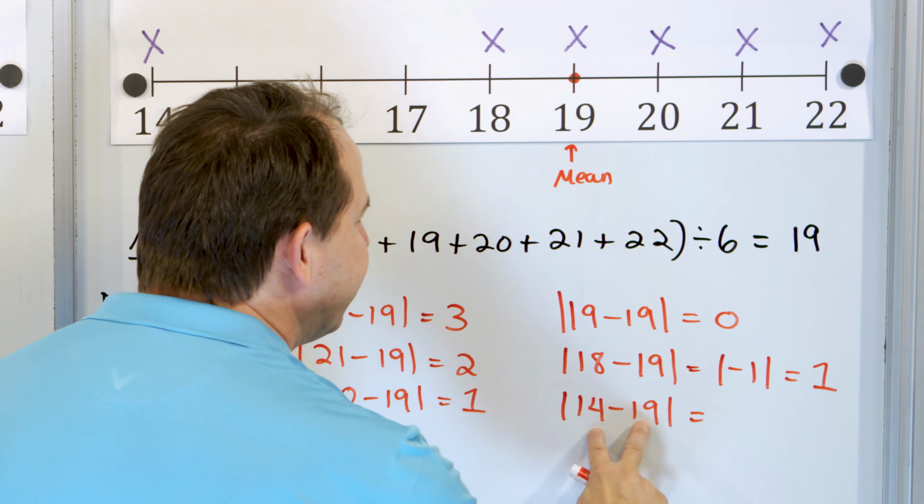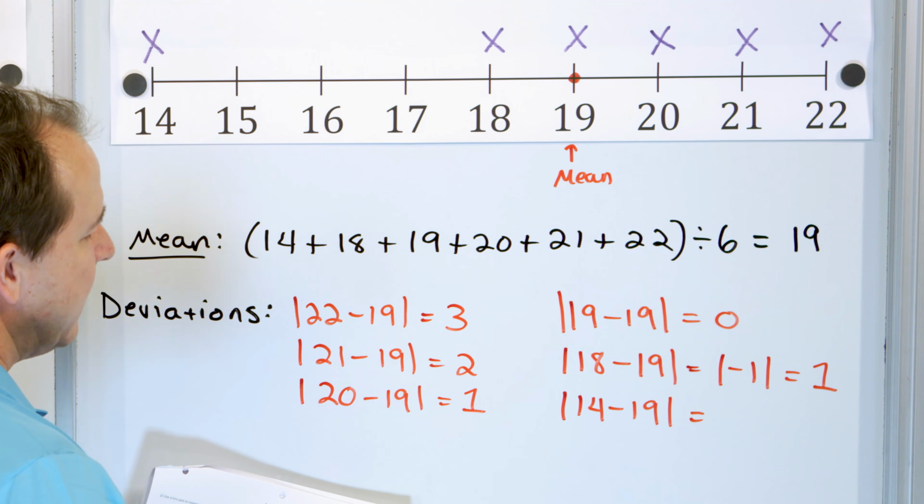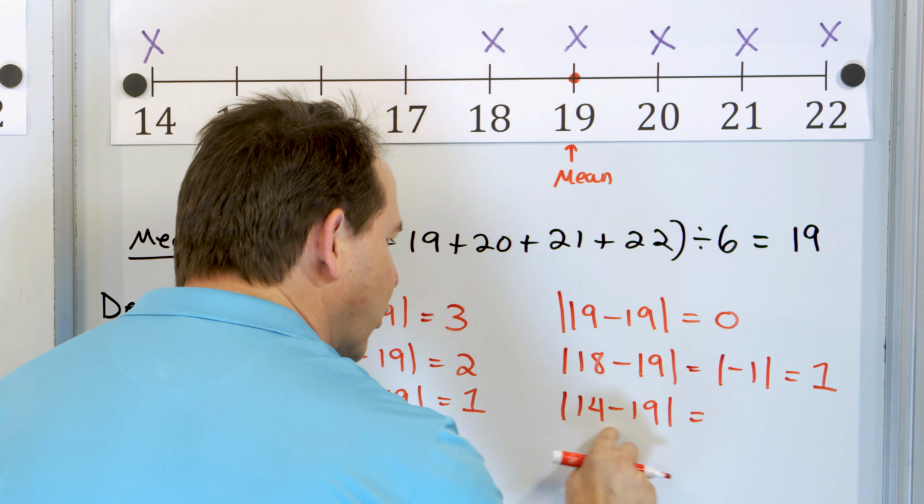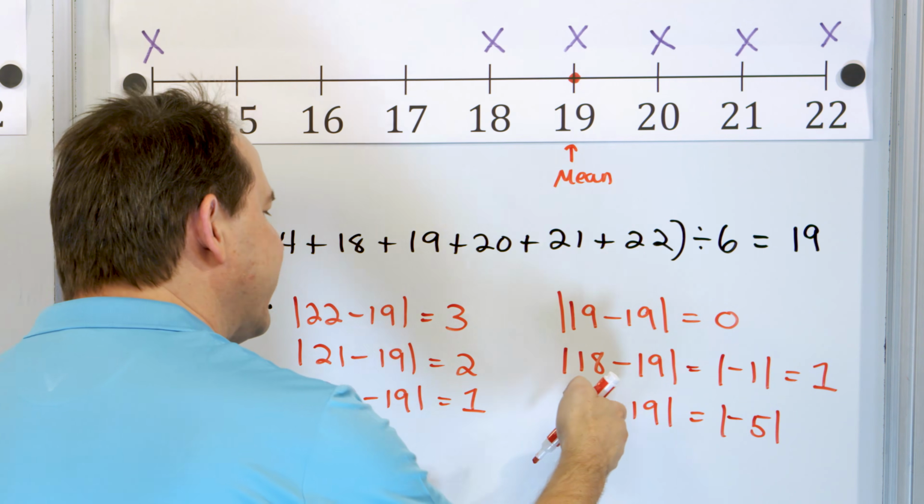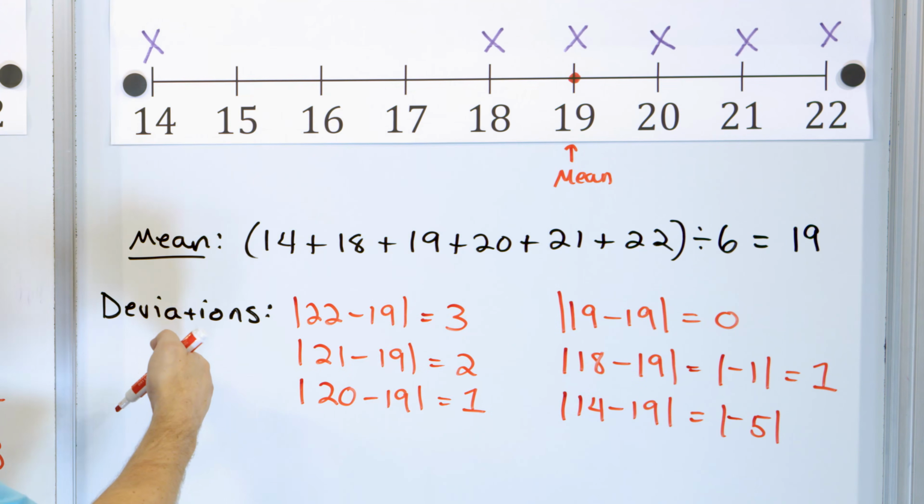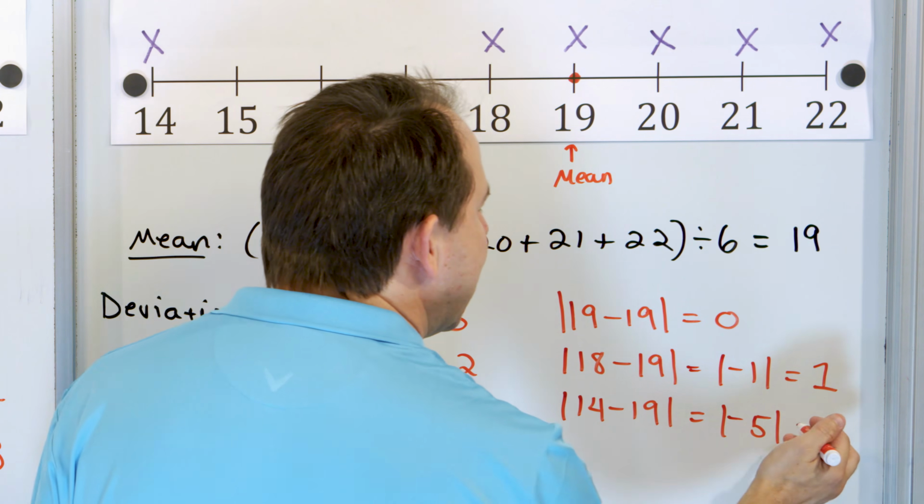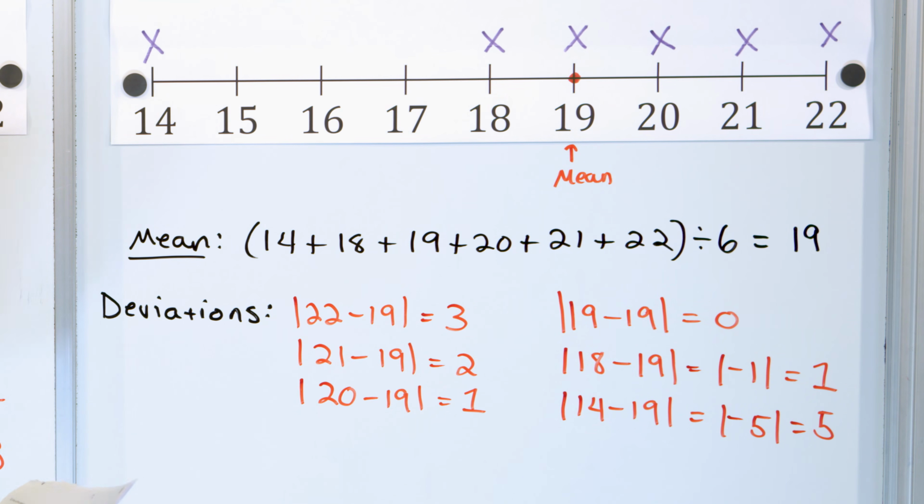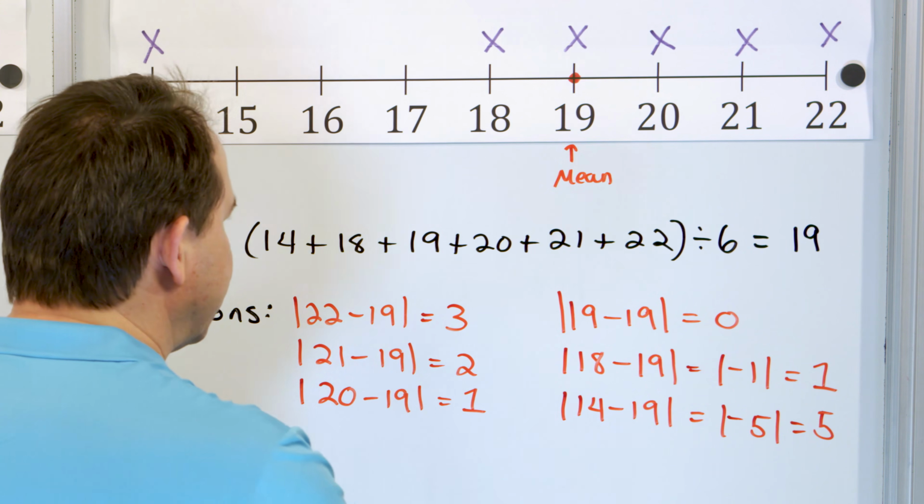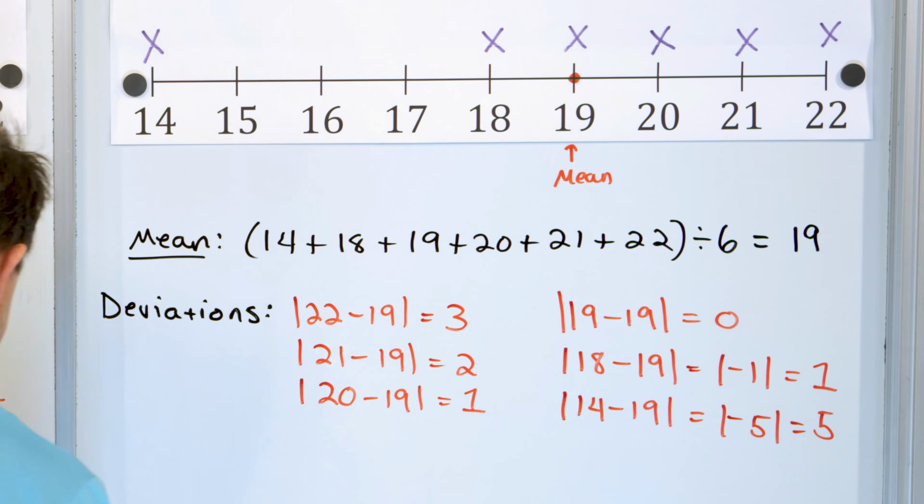If you can't do it, just flip it around. 19 minus 14 is 5, but this is not going to work, so you just make it negative 5. Because what happens is if you start at 14 and you go 19 units backwards, then you're going to land on negative 5. And when you take the absolute value, you just get a positive 5, like this. So our absolute deviations are 1, 2, 3, then 5, 1, and 0. Those are our, I shouldn't say mean absolute, those are our absolute deviations.